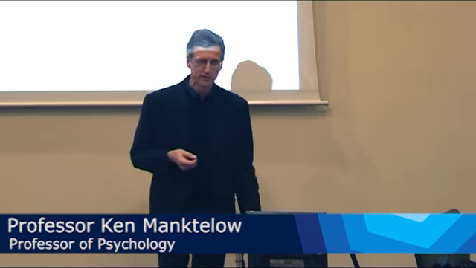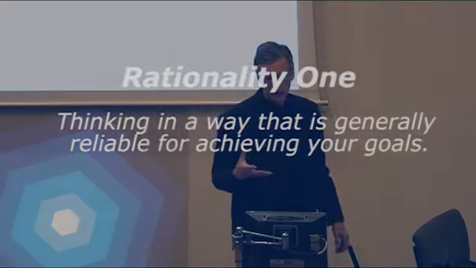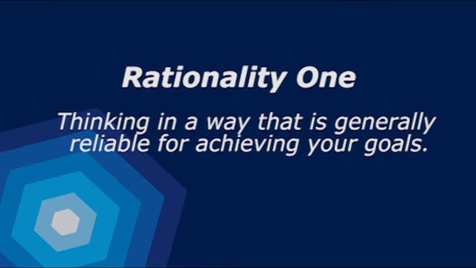You've got rationality 1 and rationality 2. I think Evans was stuck for a couple of names here, and maybe he didn't have the benefits of a classical education or something, so he just called them rationality 1 and rationality 2. Personal rationality, sometimes known as instrumental rationality, rationality of purpose, is thinking in a way that's generally reliable for achieving your goals. So this is effective thinking about how to get what you want.